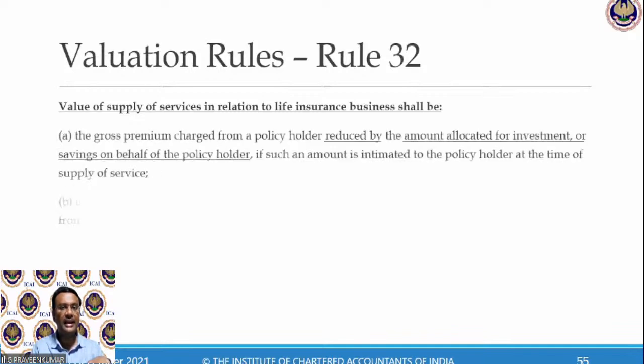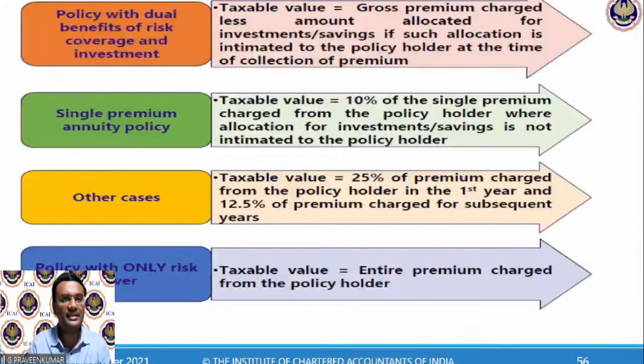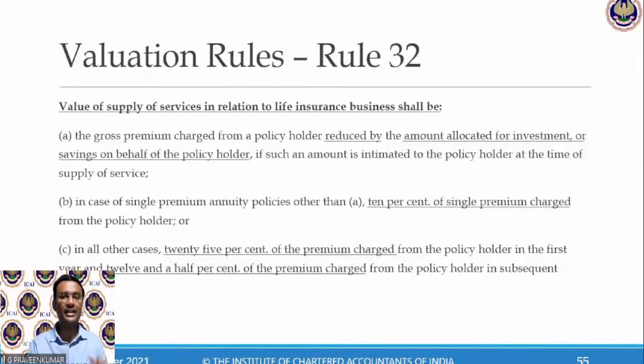There is a next aspect with respect to life insurance. Very simple. In case of life insurance where the insurance is attached with some risk-related coverage, your transaction value will be the insurance premium less the amount allocated for investment. That shall be your value of supply.